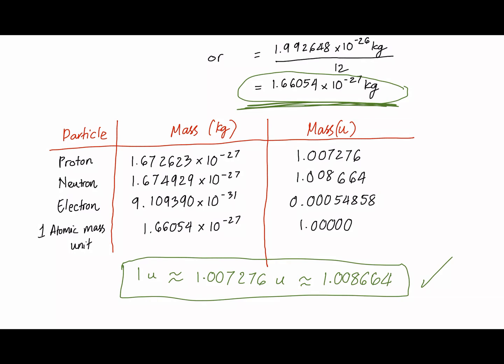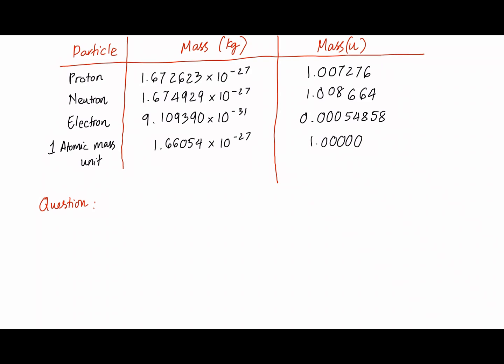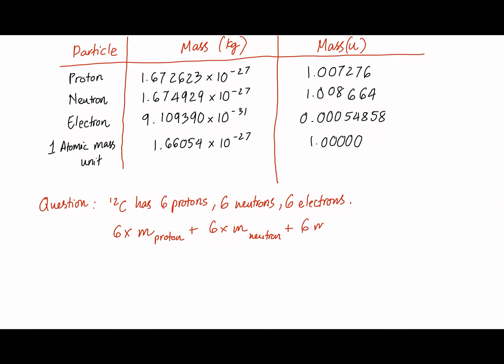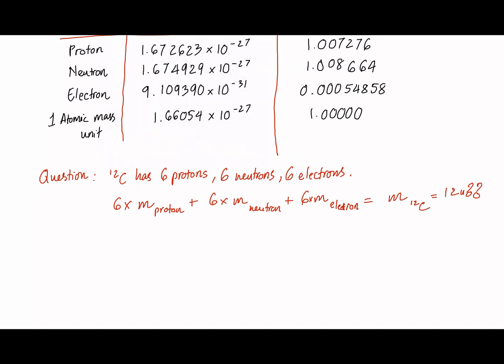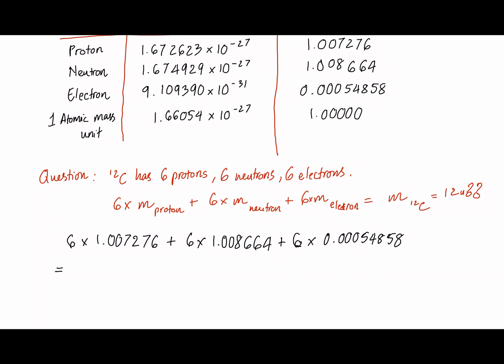Now, I have a question for you. You know how carbon-12 has 6 protons, 6 neutrons, and 6 electrons? What if you add the masses of these particles together? Would it be equal to the exact mass of a carbon-12, which we know as 12 U? So 6 times the mass of a proton plus 6 times the mass of a neutron plus 6 times the mass of an electron. Now that will come down to 12.0989148 U. Now that's not exactly 12 U.